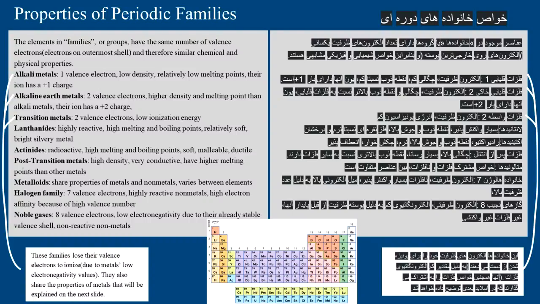After that, we have the halogen family, which have 7 valence electrons. They're highly reactive nonmetals, and they have a really high electron affinity because they have a really high number of valence electrons. After that, we have the noble gases.